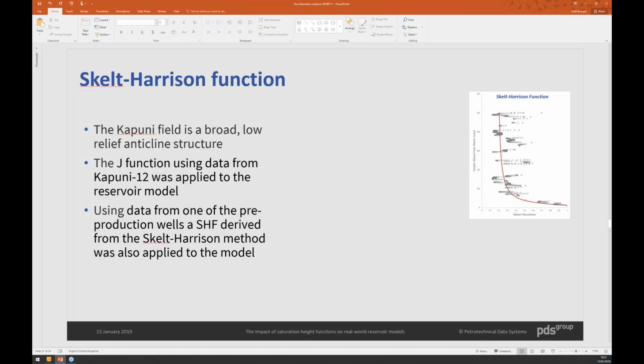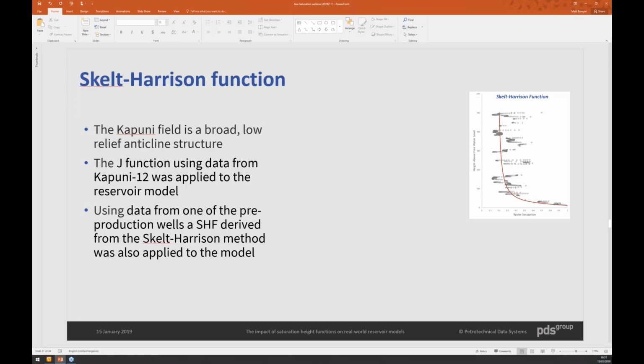There wasn't a huge amount of point in just applying the data from one J function and calculating volume. I've got nothing to compare and contrast with. So after a bit of head scratching, a bit of tricky calculations, shall we say, I managed to derive some pretty basic petrophysics. From that, I was able to plot SW against height and get a Skelt-Harrison function that we can see on the right hand side.